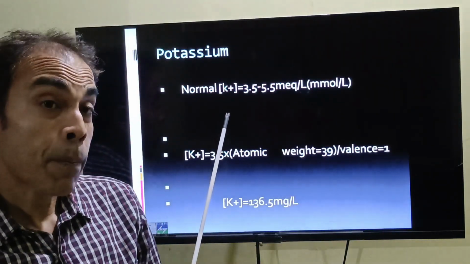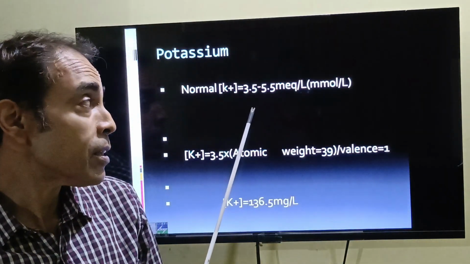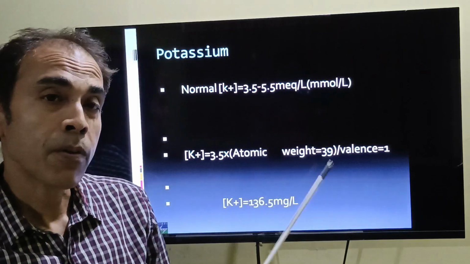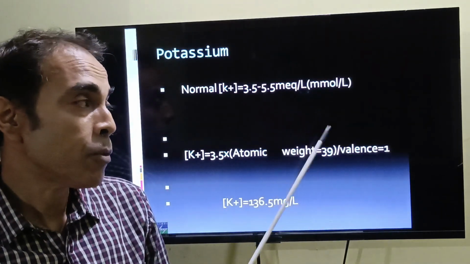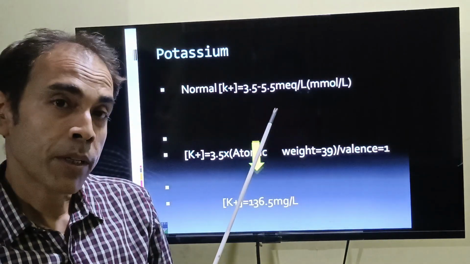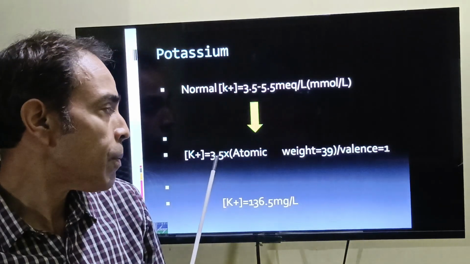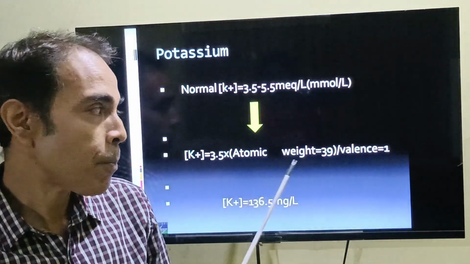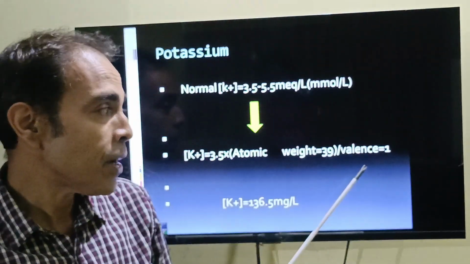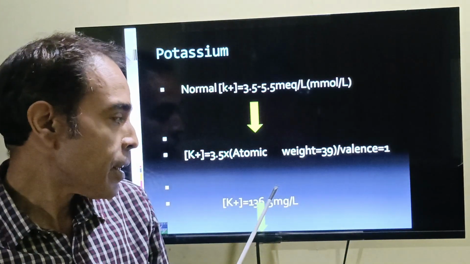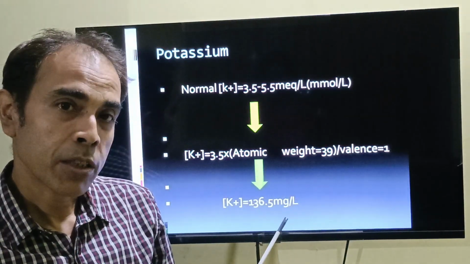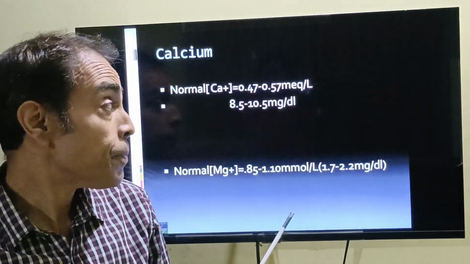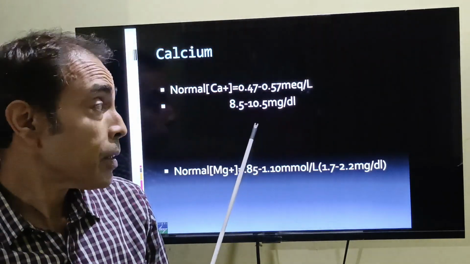Similarly, when you look at the normal potassium in blood, it's around 3.5 to 5.5 milliequivalents or millimoles per liter. And again, if you want to get to milligrams, we multiply 3.5 with the atomic weight, which is around 39, and divide by the valency, and it comes to around 136.5 milligrams per liter. So what is the calcium level?